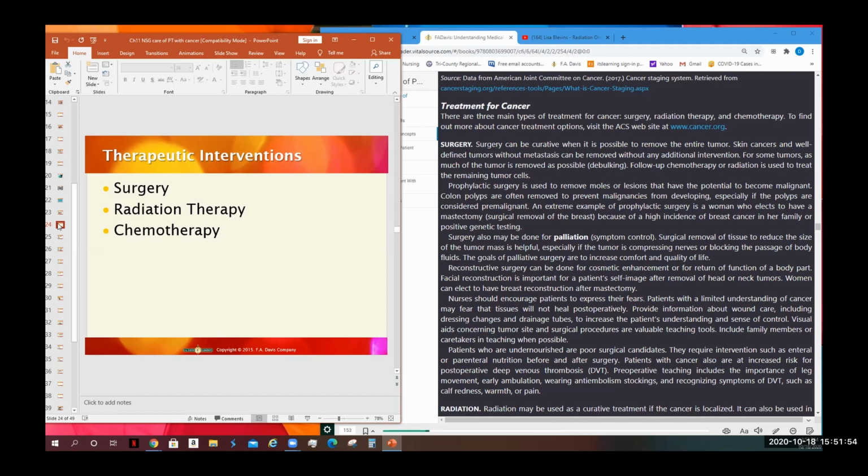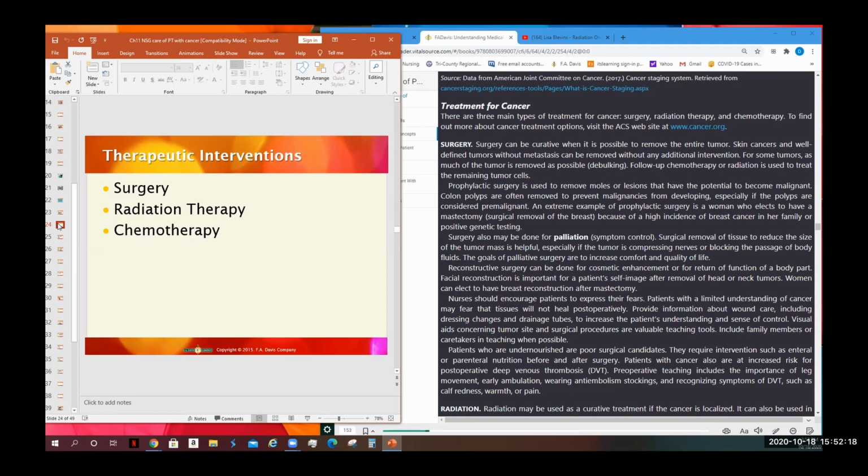Surgery also may be done for palliation or symptom control. Surgical removal of breast tissue to reduce the size of the tumor mass is helpful, especially if the tumor is compressing nerves or blocking the passage of body fluids. The goals of palliative surgery are to increase comfort and quality of life.